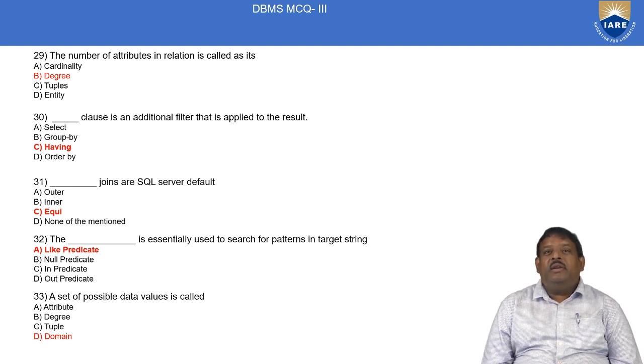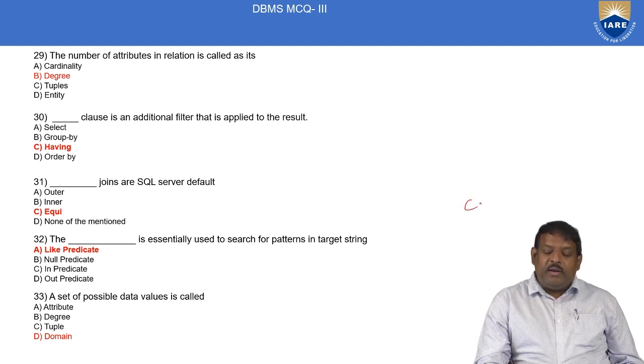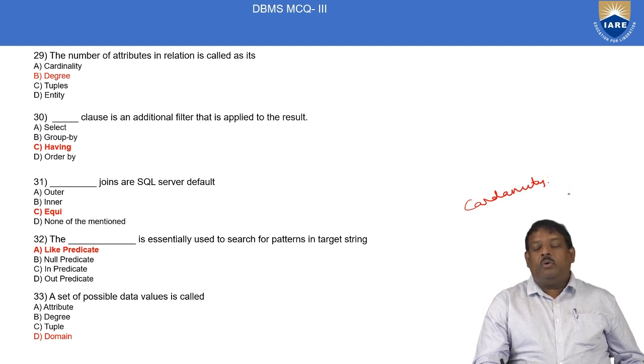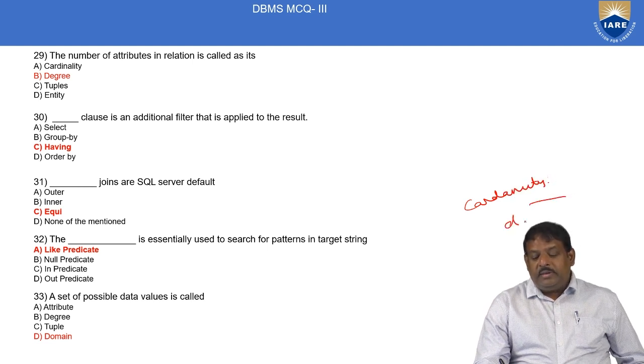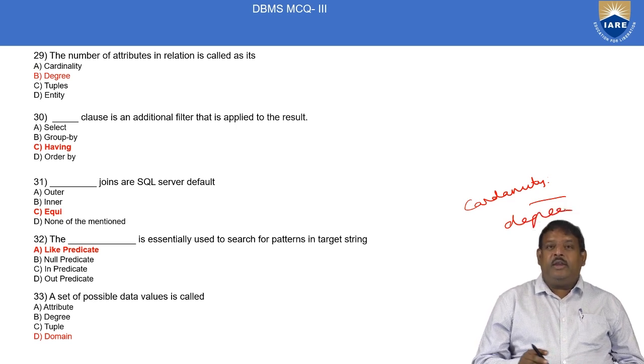The number of attributes in a relation is called the degree. Now, the number of rows in a table is called cardinality. Cardinality is the number of rows in a table, whereas degree is the number of attributes in a table.